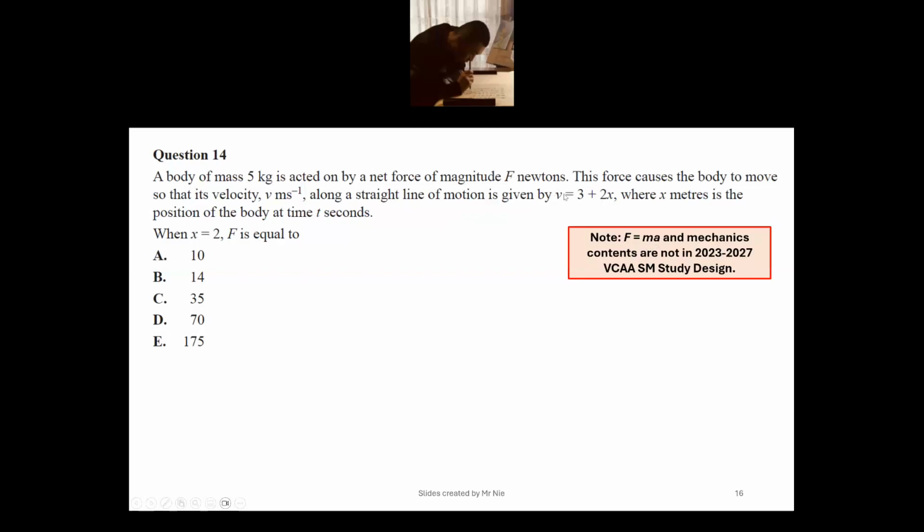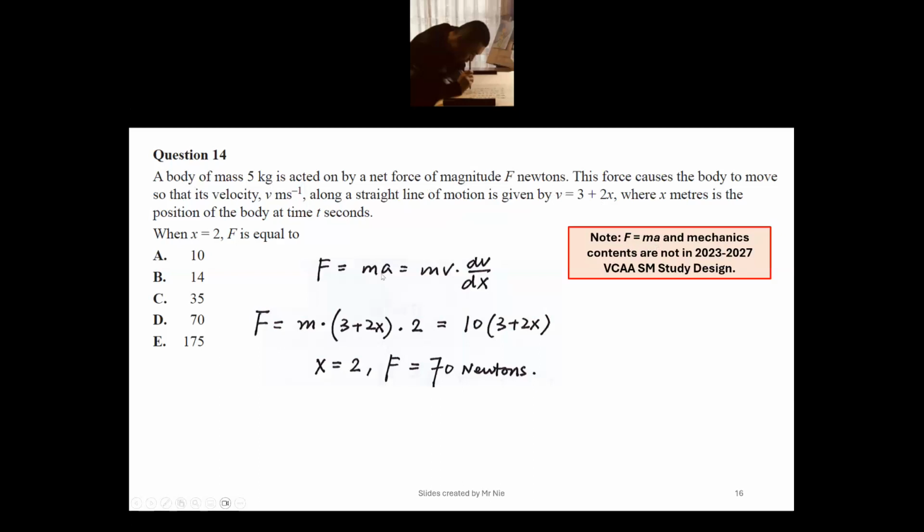Say they provide you a v-x relation and you apply acceleration is v times dv/dx. So you take the derivative, but you also need to multiply by v itself. Then, using Newton's second law, you multiply the acceleration by the mass. So you will get 5 times 2 times (3 plus 2x), which is 10 times (3 plus 2x). And eventually you slot in x equals 2 to get 70 newtons.